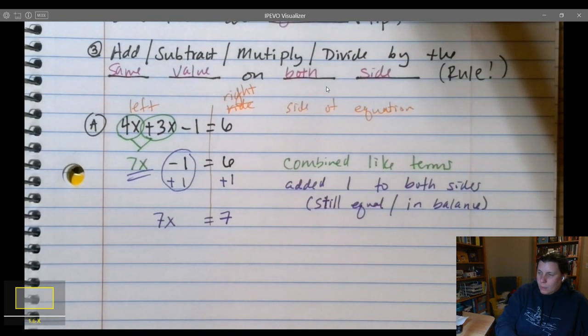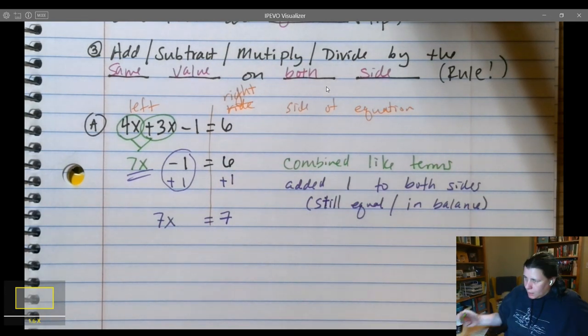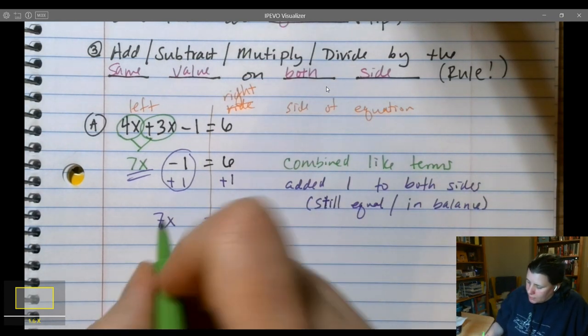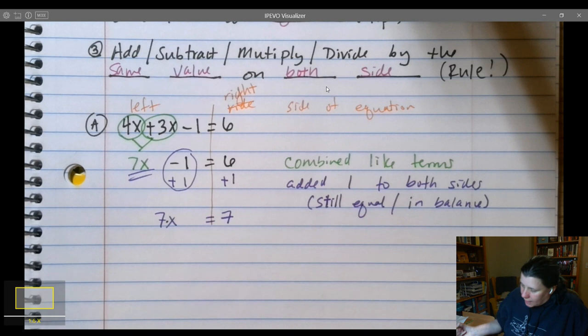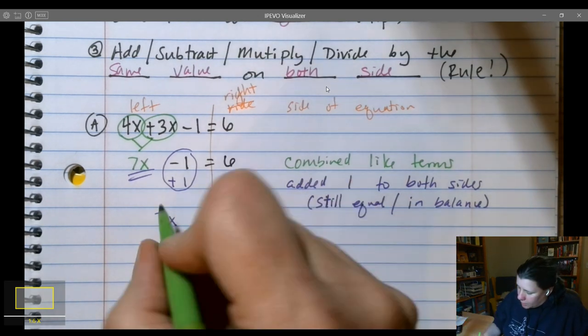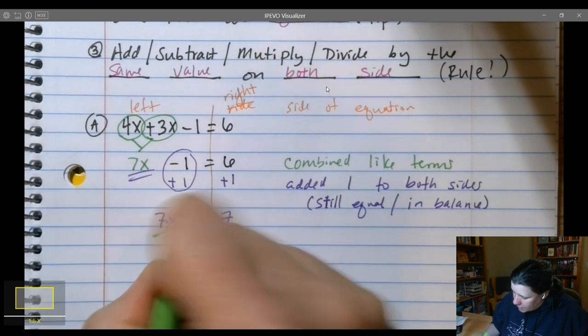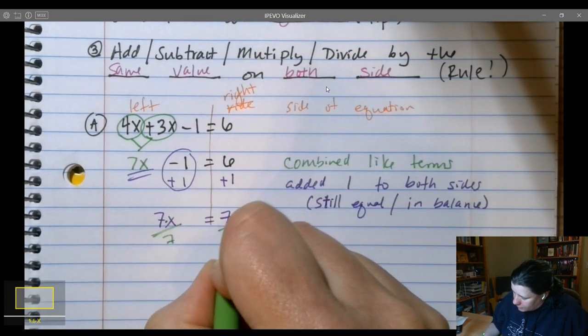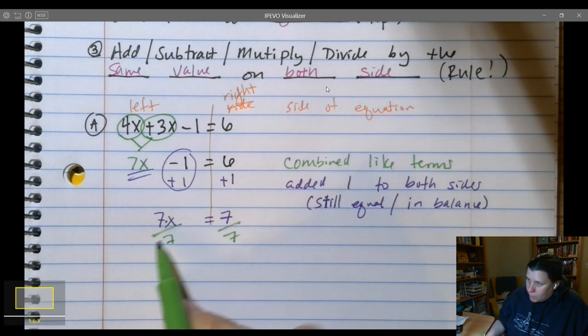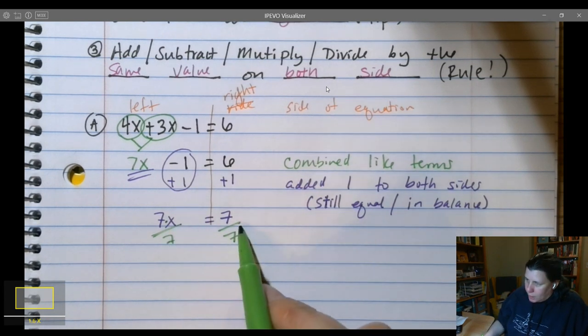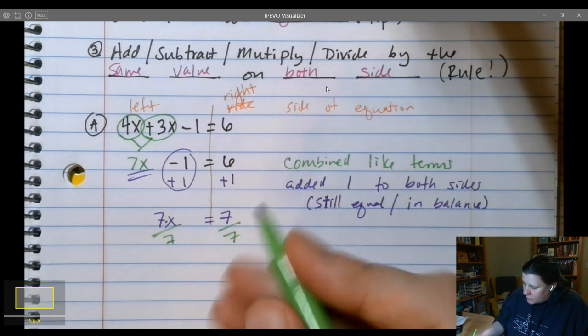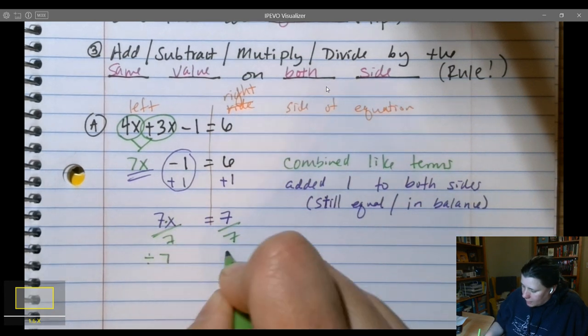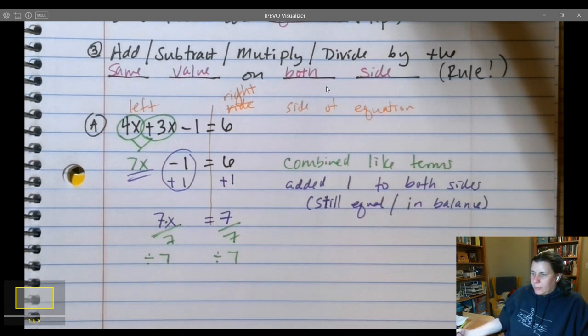Okay. And then the last thing I'm going to do is, I don't want 7x's, I want 1x. Remember, this is 7 times x. The opposite or the inverse of multiplication is division. So I'm going to divide both sides by 7. You can show division by showing a division sign like a fraction like this. You could also write divide by 7. They both mean the same thing.